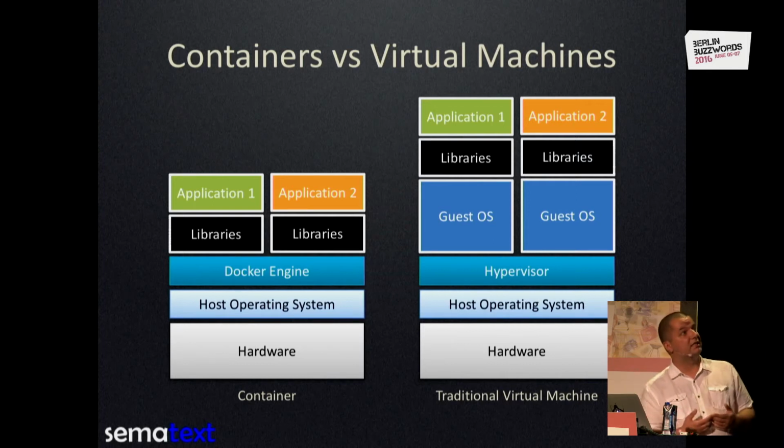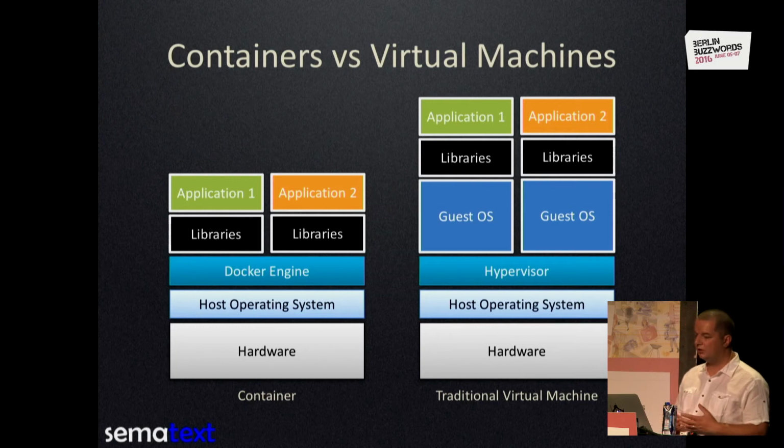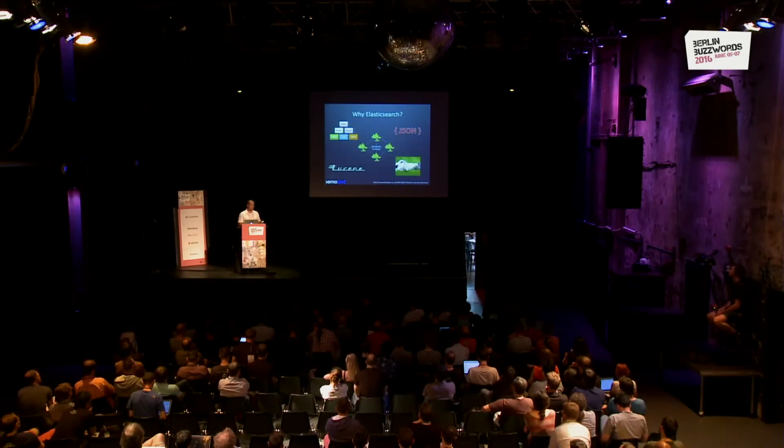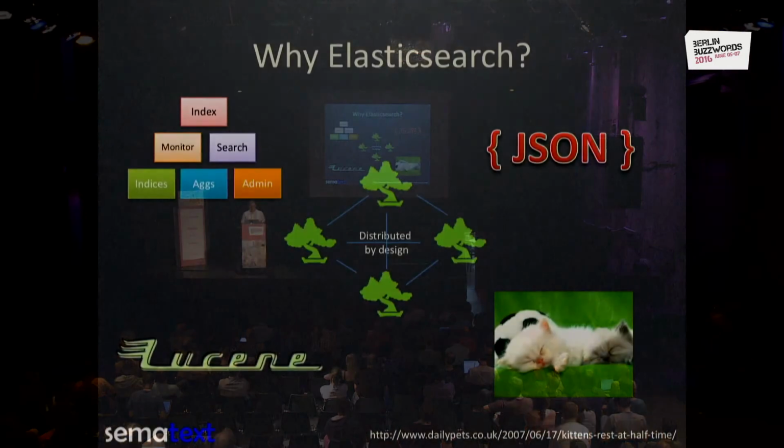So as you can see, we remove the guest operating system from the equation, and we gain some resources needed for running that part of the stack. Why ElasticSearch? Distributed by design, based on Lucene, with great features, lots of features: search, aggregation, monitoring APIs, all the APIs that allow you to control and work with the clusters themselves.